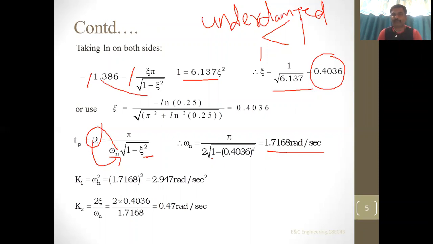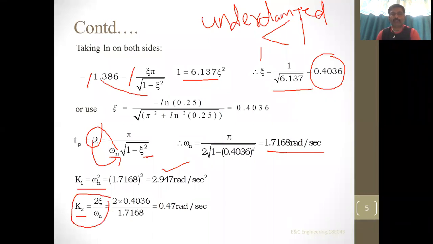Now, let me concentrate on the values of K1 and K2. What is K1? K1 is equal to omega n square. Is it fine? Now, what is omega n? 1.7168 radians per second, and 1.7168 whole square is 2.947 radian per second. Is it okay? Similarly, what is K2?